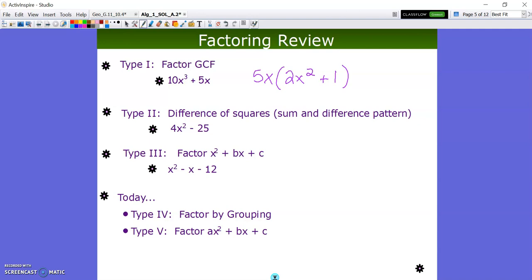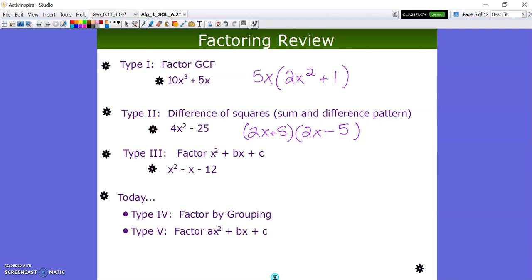The difference of perfect squares, this was a pattern that we recognized, the sum and difference pattern. When we first see the difference, subtraction of two perfect squares, we start by building two parentheses. And all we're doing is taking the square root of the first term and writing it twice. We're taking the square root of the last term. And then we put a plus sign and a minus sign.